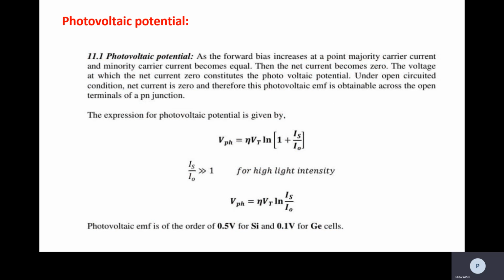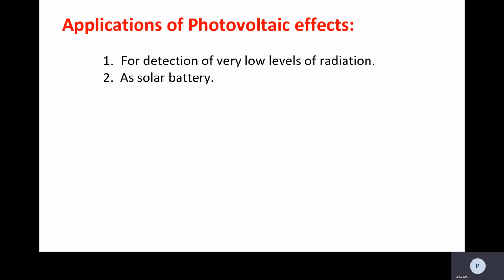This is the mathematical expression of the photovoltaic potential, and the photovoltaic EMF is of the order of 0.5 volts for silicon and 0.1 volts for germanium cells. The applications of the photovoltaic effect are that we can use it in solar batteries and for the detection of very low levels of radiation. So this is today's class about the photovoltaic effect and LED.